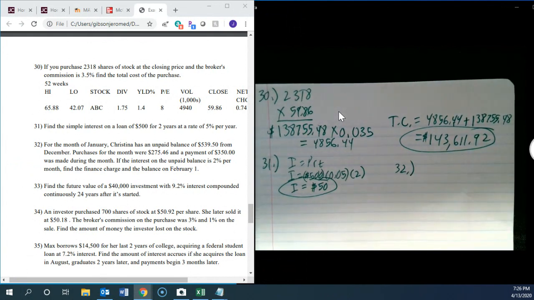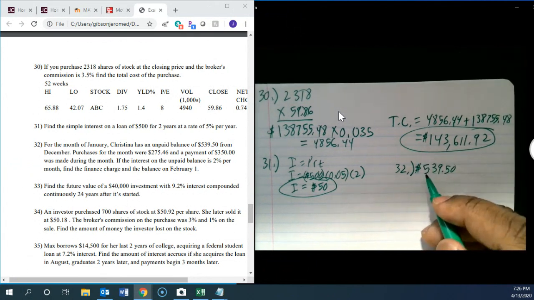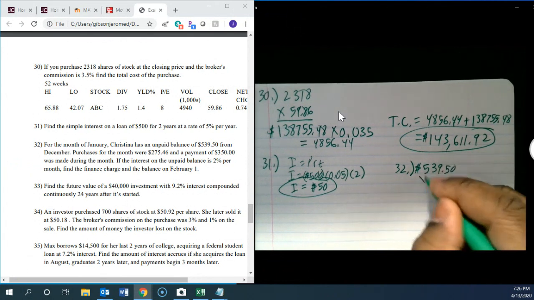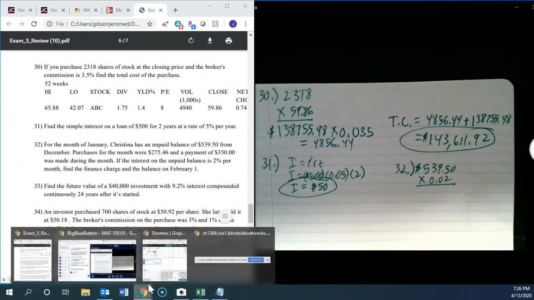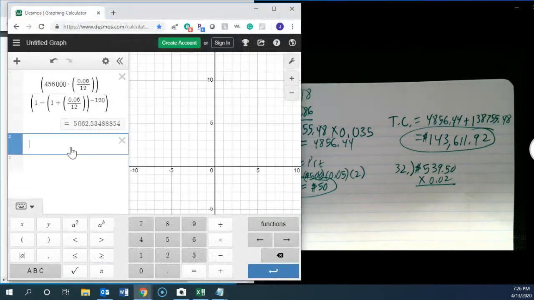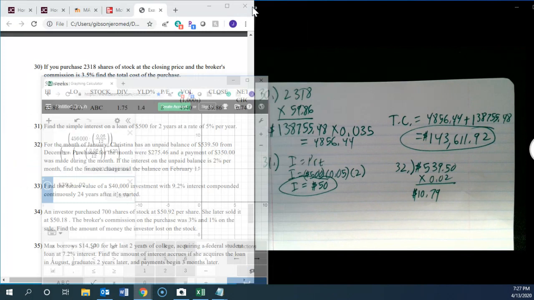So we would take the $539.50 from the previous month and multiply by the 2%. Put that in our calculator. So we would have $539.50 times 0.02. And that would give us $10.79. So we do have that finance charge at $10.79.